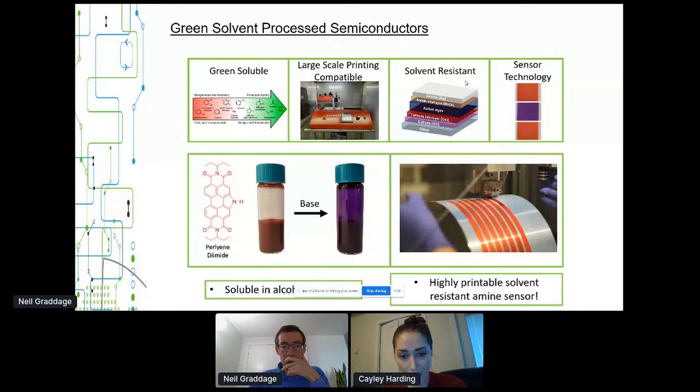And this is where my project comes in, which fulfills these objectives. With the PDI that John actually mentioned earlier, an easy modification, our semiconductors can be solubilized in alcohol or water. They also show excellent printability, as shown in the bottom right-hand corner, giving reproducible uniform films that have solvent-resistant properties. And finally, these films can be used as a colorimetric amine sensor, turning red to purple with exposure to amines. Next slide, please.